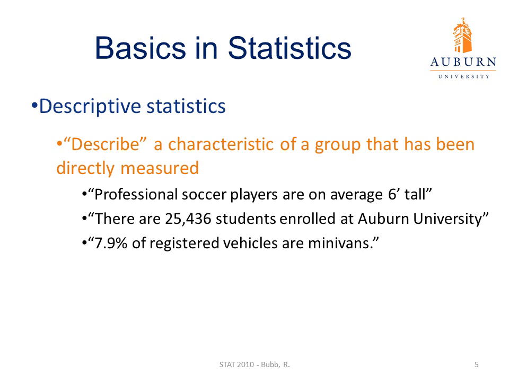So in this case, we've measured all the soccer players, and we get a descriptive that on average they're 6 feet tall. Another example might be that there are 25,436 students enrolled at Auburn University. So again, this is another descriptive statistic. We have a number, 25,436, and it describes the number of students enrolled at the university. Now again, for this to be a descriptive statistic, that means we would have to measure, or count in this case, every single student that's enrolled at the university.